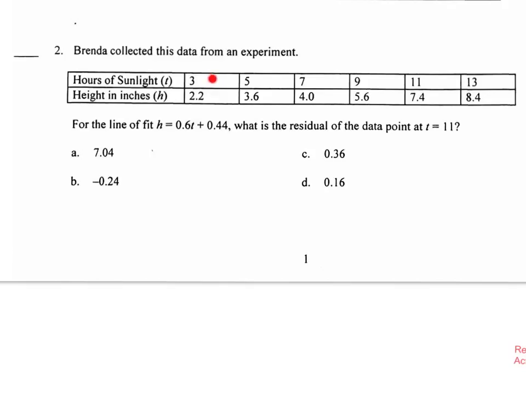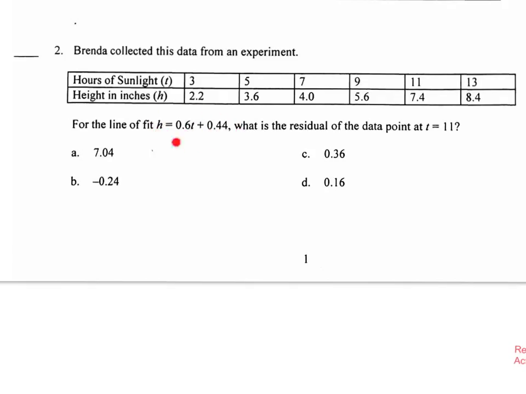So after 3 hours of being in the sun, this plant grew 2.2 inches. After 5 hours, it grew 3.6. After 7, it grew 4.0. You could actually make a scatter plot if you want to, but you don't have to. And I wouldn't do it, by the way. Why? Because they already give us a line that best fits right here.